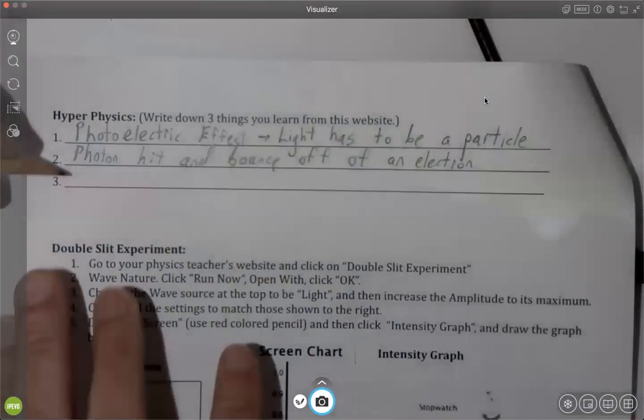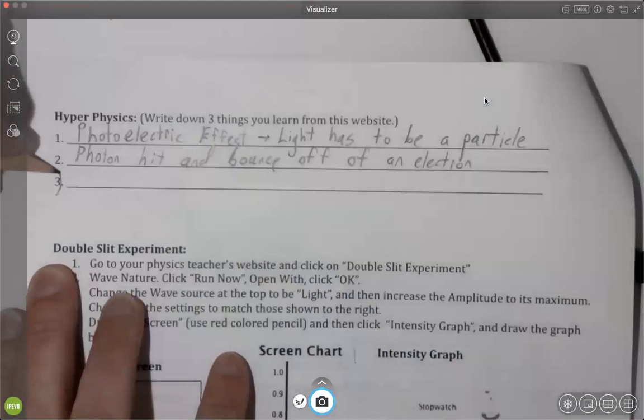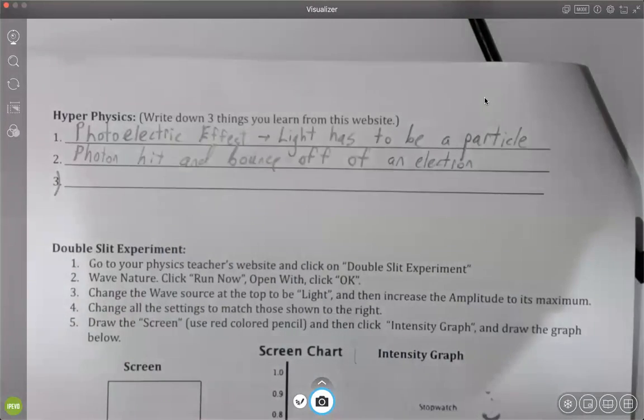For this third thing, I want you to use that site, and I want you to find something that you get from this. So I'm going to give us about a couple minutes here to try to find something that you get from that one site.